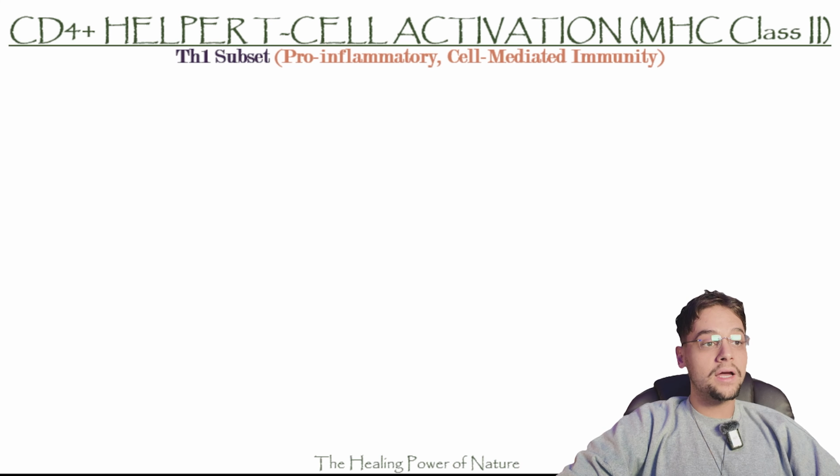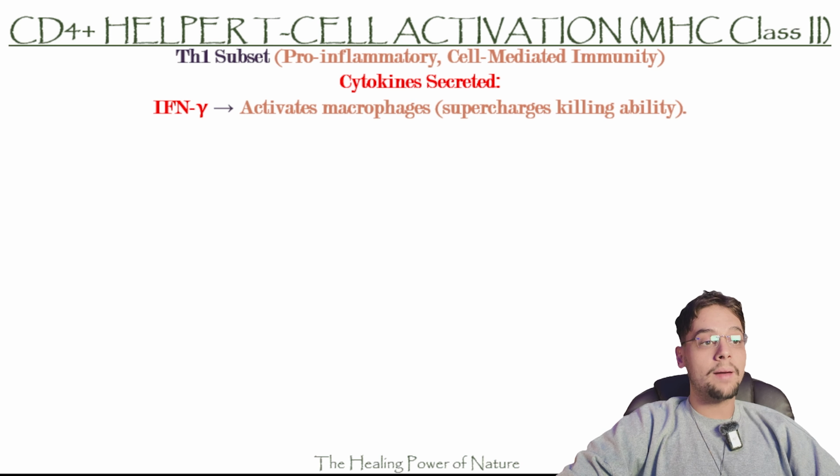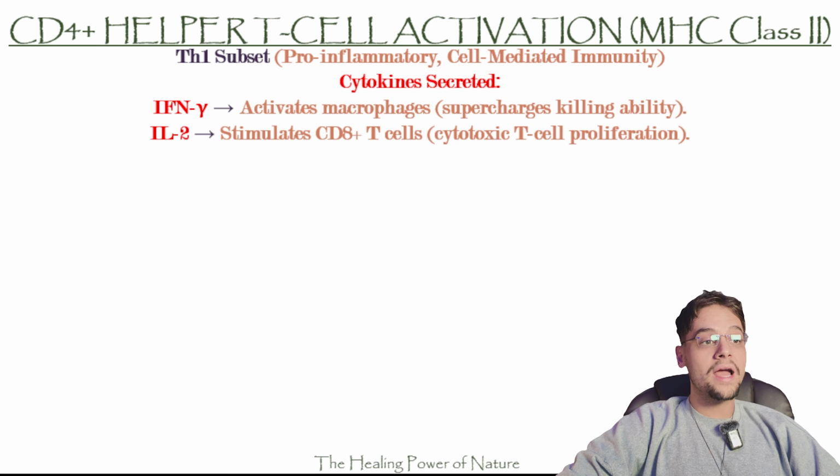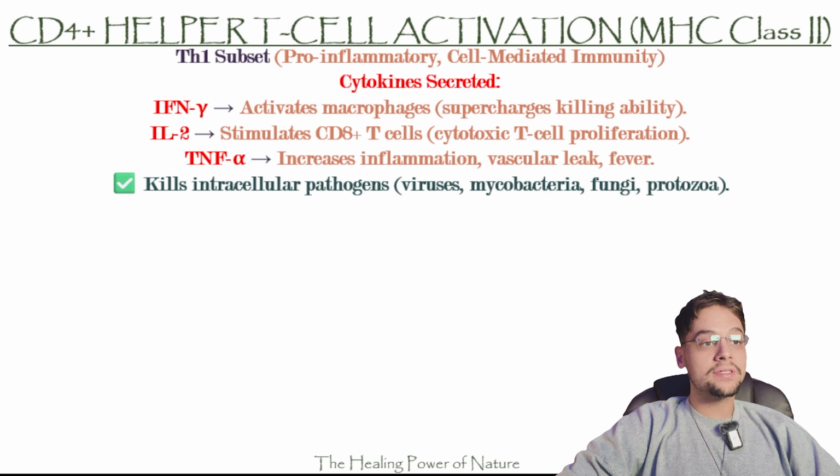The Th1 subset is pro-inflammatory, cell-mediated immunity. What cytokines do they release? They release interferon gamma, which activates macrophages, supercharging killing ability, especially towards pathogens. They also secrete IL-2, which stimulates CD8 positive cytotoxic T cells, which then go and kill viruses or infected cells. Also TNF alpha, which increases inflammation, vascular leak, and fever. Remember, its functions are to kill intracellular pathogens like viruses, Mycobacterium, fungi, or protozoa.